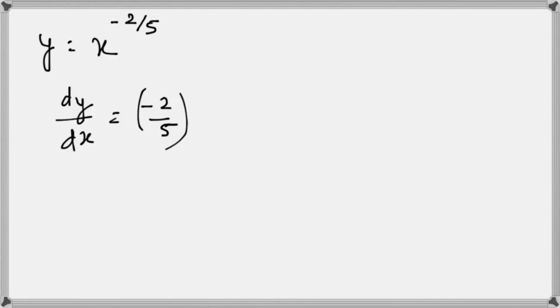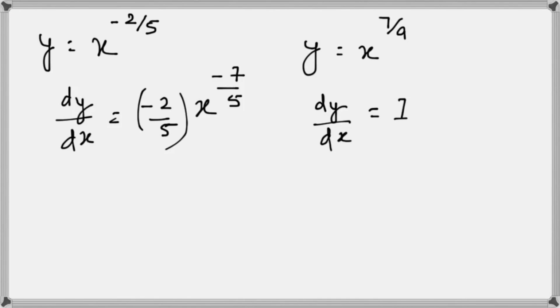For example, if I have y equal to x to the power minus 2 by 5, then dy by dx equals the power, minus 2 by 5, into x to the power numerator minus denominator, which gives me minus 7, divided by denominator 5. Y equal to x to the power 7 by 9, dy by dx equal to 7 upon 9 into x to the power, numerator minus denominator, which is minus 2 divided by 9.